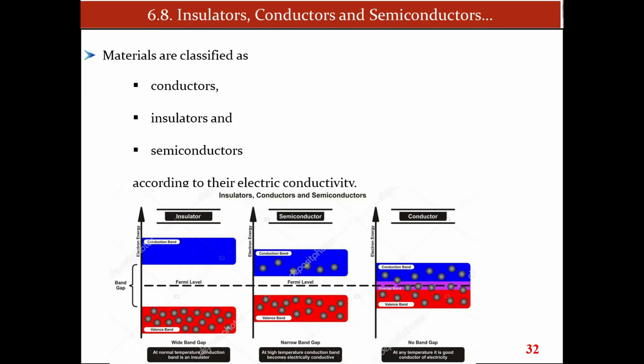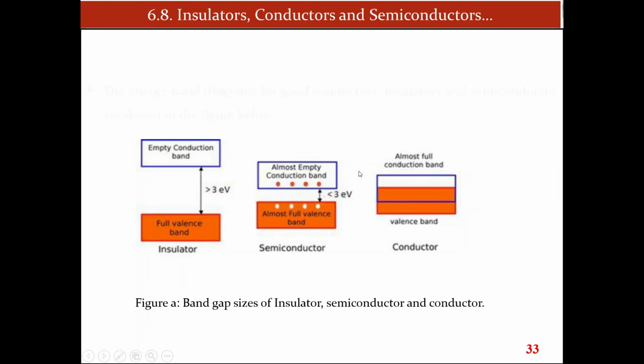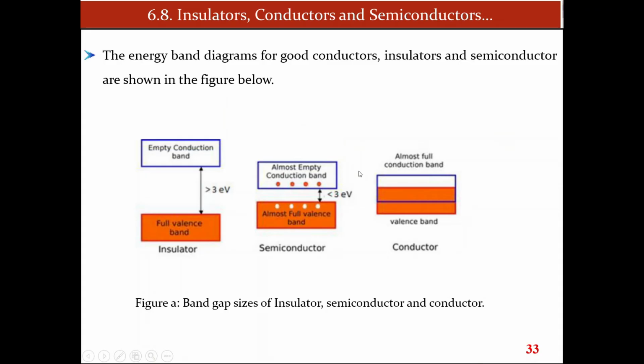Now let's proceed to the next one, the energy band gap diagram. This is the energy band gap diagram for a good conductor, insulator, and semiconductor shown below. This is a sample, as you can see here. For an insulator, there is a valency band and there is a conduction band, and the conduction band is empty. So the electron needs to get here in order to move into this empty conduction band.